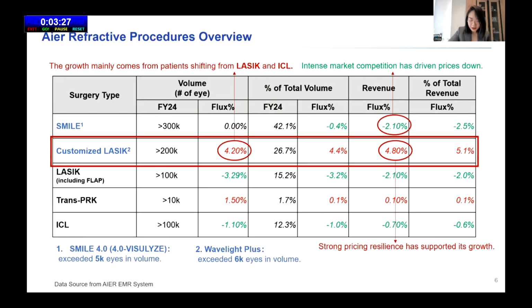The growth share of customized LASIK primarily comes from traditional LASIK and ICL procedures. Since the official installment of the VFlight Plus at the end of 2023, its excellent clinical outcomes have given doctors great confidence. Moreover, the positive pricing impact brought by VFlight Plus helped customized LASIK maintain year-over-year revenue growth despite intense price competition in the market.